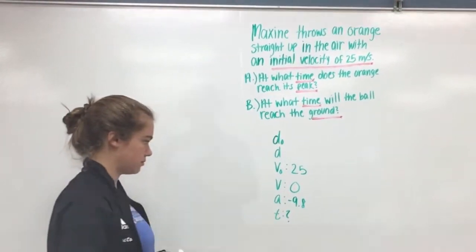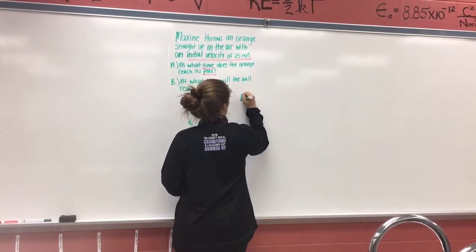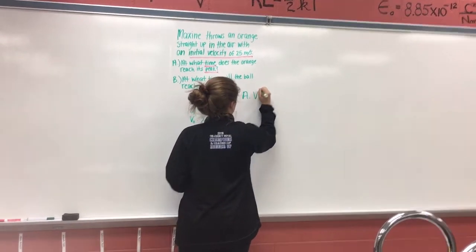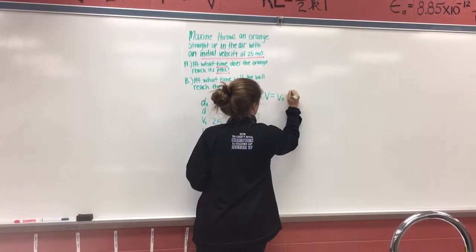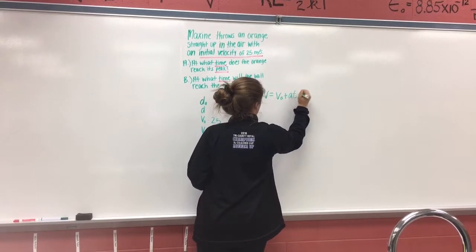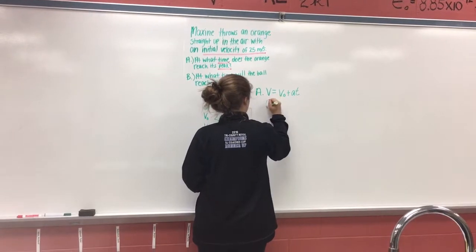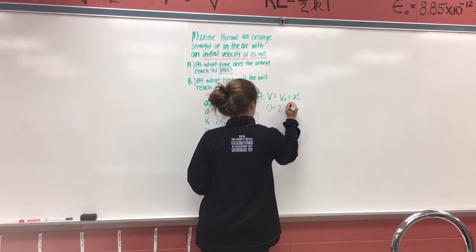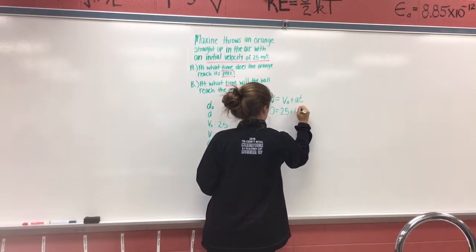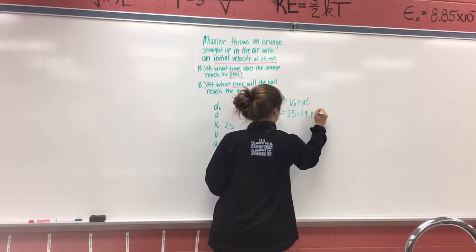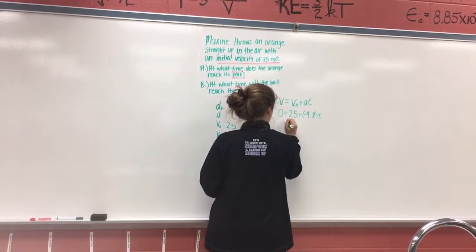Now look at your kinematic equations and decide what equation would be the best to solve this problem. For part A of the problem, you want to use V equals V initial plus AT. There is only one unknown, so you can plug in your variables to find time at the peak.